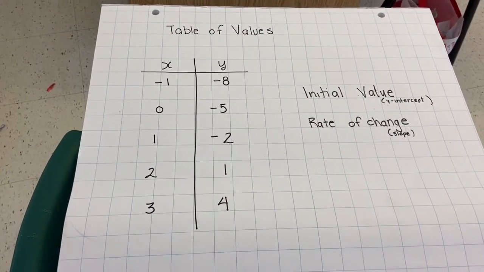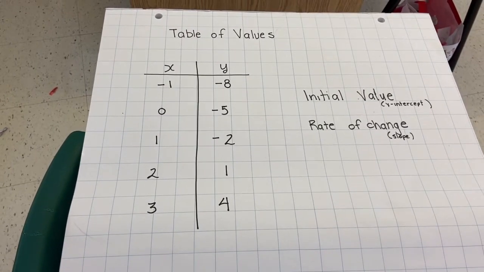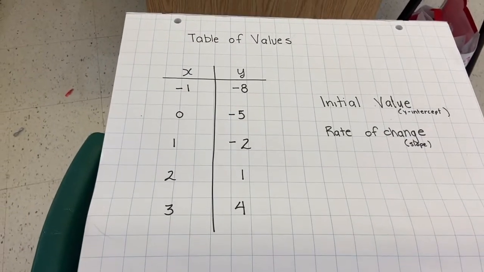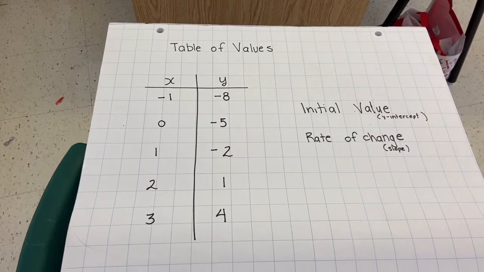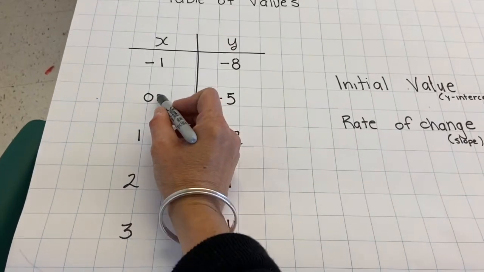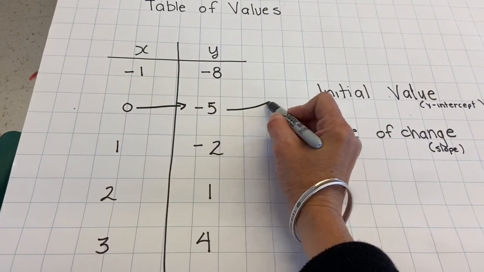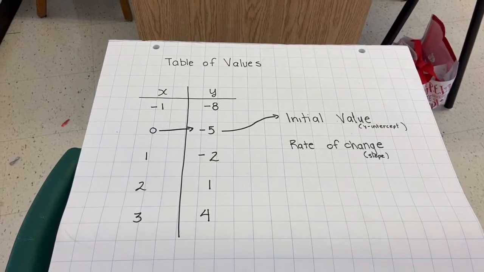But others of you will know that to find the initial value, we need to find the number that's next to the zero, because zero for x is really the beginning of our table. So here we have zero. The number next to zero is -5. And that means that -5 is the initial value.